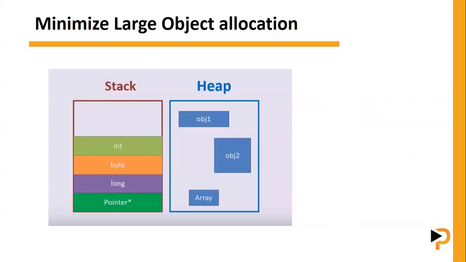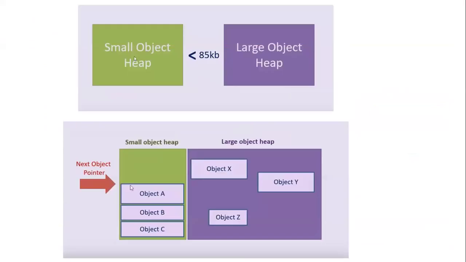Normally, normal data types are stored in the stack and objects are stored in the heap. Again, the heap is divided into the small object heap and the large object heap. If your object is greater than 85 KB, then it will be shifted to the large object heap. Small objects will be stored under the small object heap, like objects A, B, C. And if the object is large, like a list or a huge amount of data which we have fetched from an API or a database, such objects are stored on the large object heap.